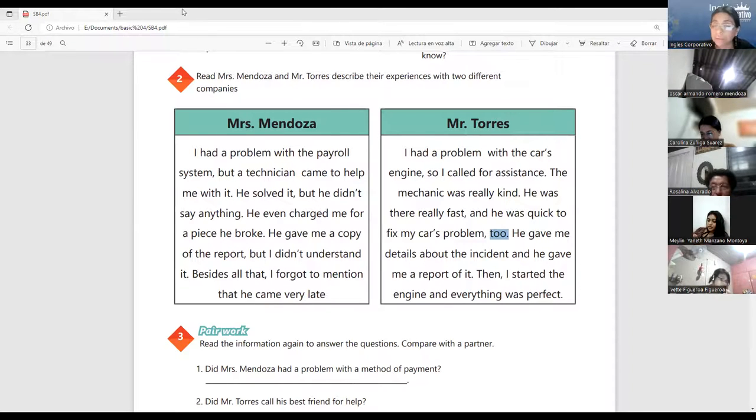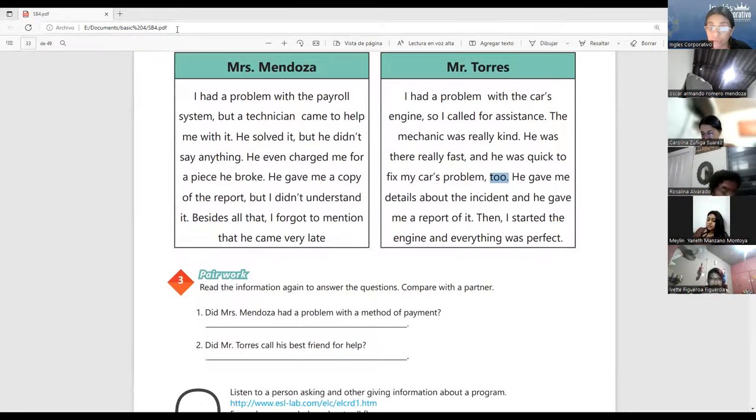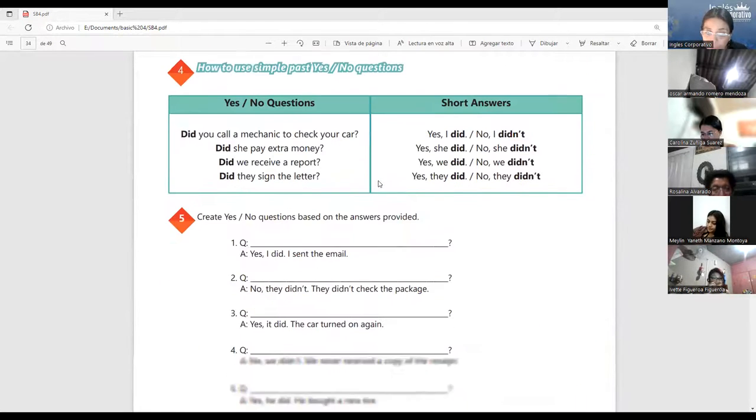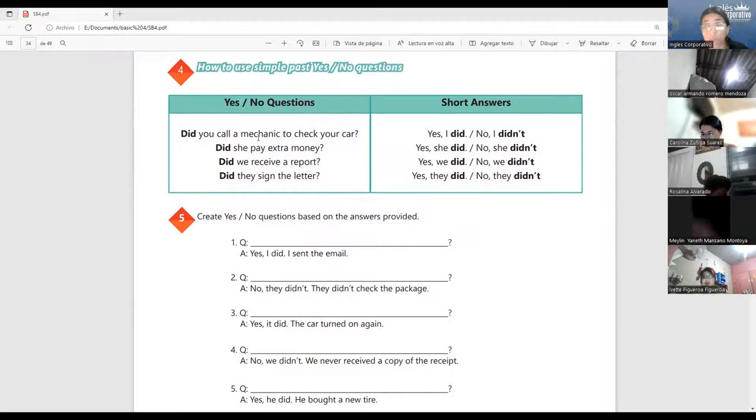Okay, very nice. Okay, so right now guys, we're going to work on this. Number three, read the information again to answer the questions. Compare with a partner. Van a trabajar en estas dos preguntas based on the reading. Y luego acá tenemos yes, no questions with did and short answers, que es lo que vimos ayer, this structure. Did you call a mechanic to check your car? Yes, I did. No, I didn't. Did she pay extra money? Yes, she did. No, she didn't. Did we receive a report? Yes, we did. No, we didn't. Did they sign the letter? Yes, they did. No, they didn't.